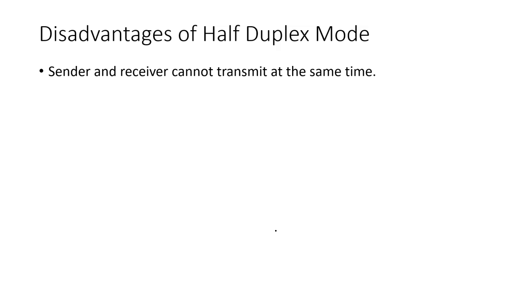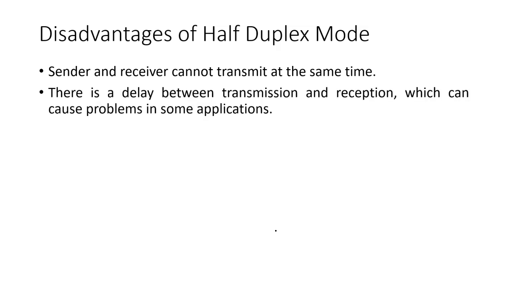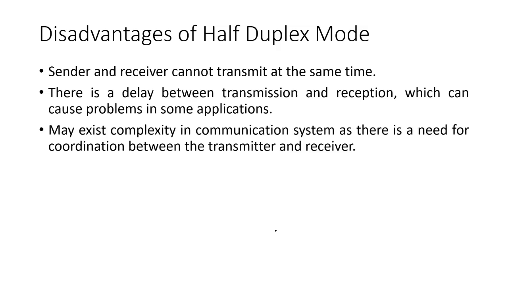Disadvantages of half duplex mode. In half duplex mode, sender and receiver cannot transmit data at the same time. There is a delay between transmission and reception, which can cause problems in some applications. In half duplex mode, there may exist complexity in the communication system, as there is a need for coordination between the transmitter and the receiver. Means there should be proper coordination, proper synchronization between transmitter and receiver.